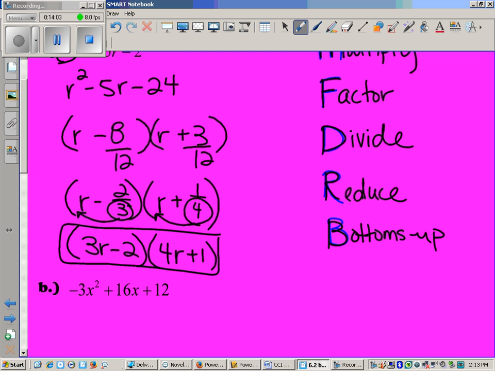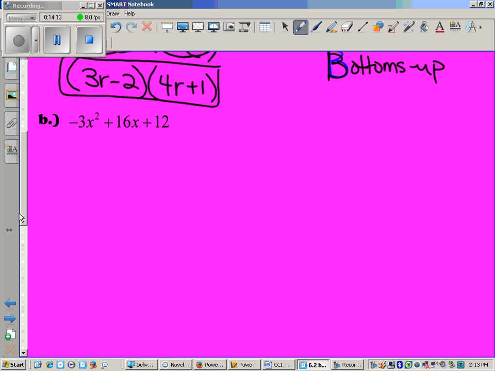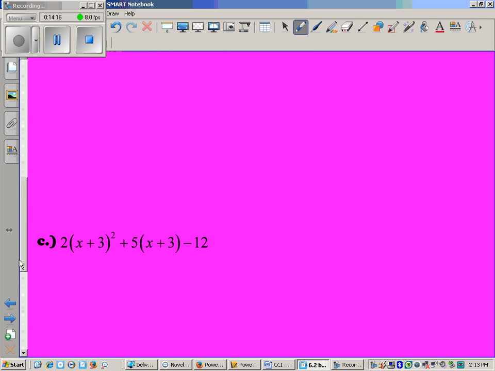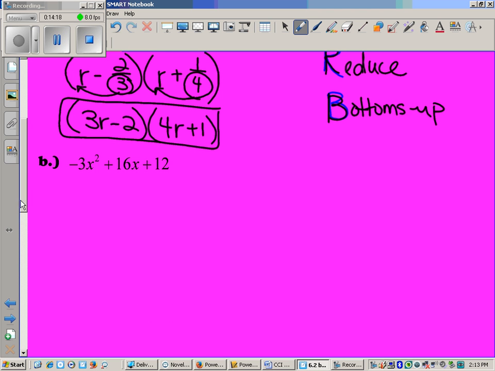You could FOIL it out to make sure, but when you do FOIL it out, you should end up getting back your 12r squared minus 5r minus 2. Okay? That's bottoms up. Let's do one more of the bottoms up ones. Let's go back here.